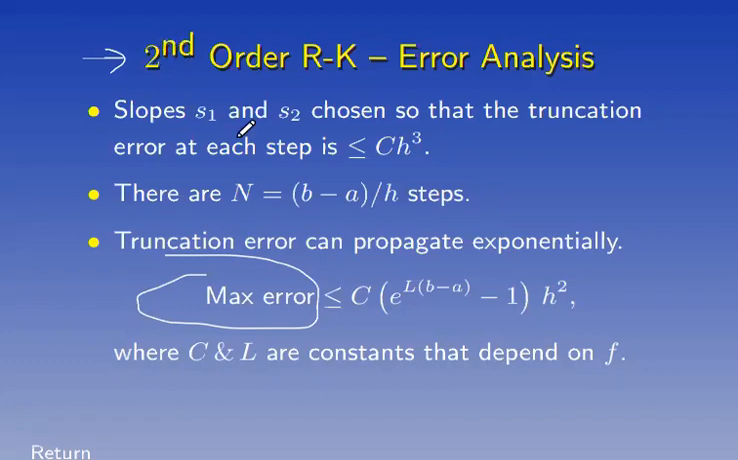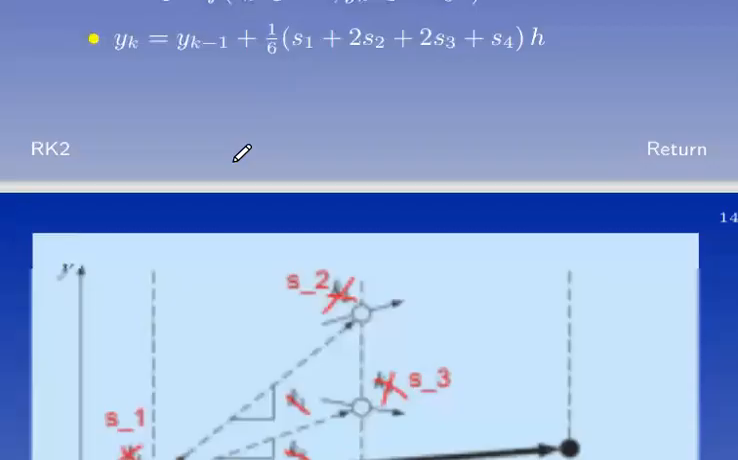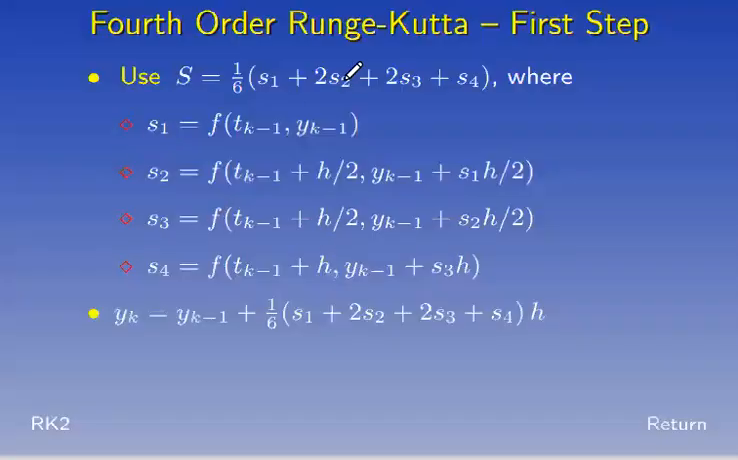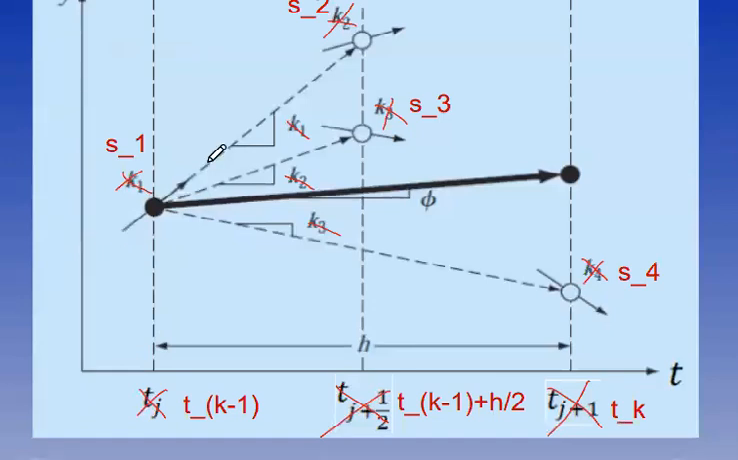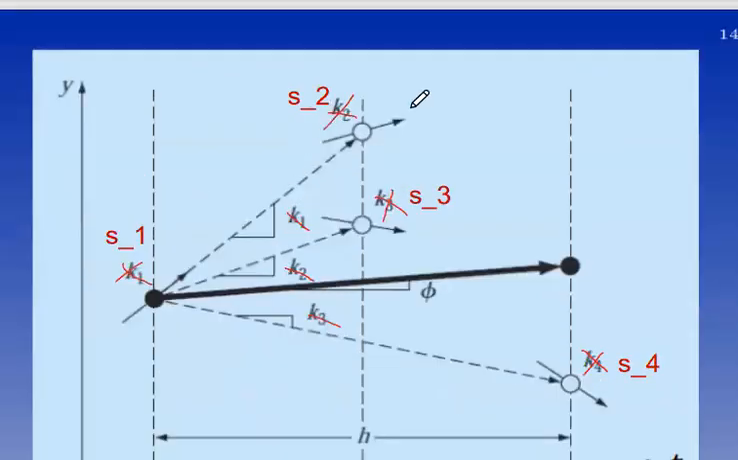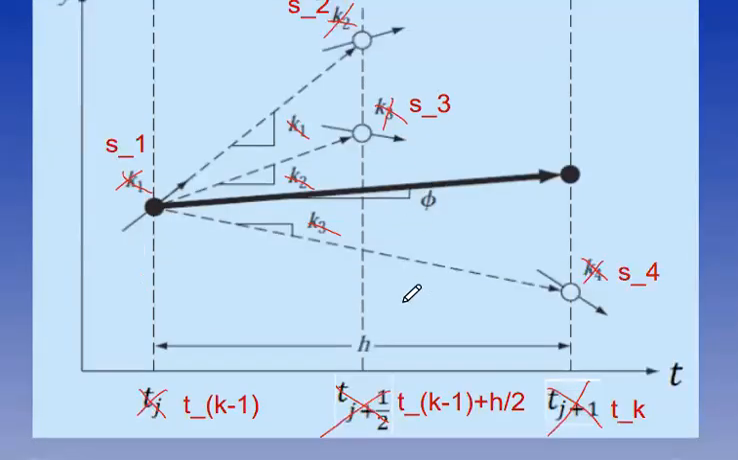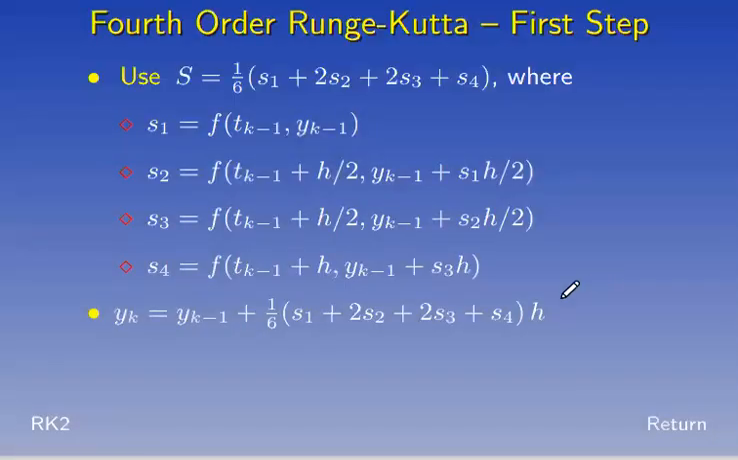But let's look at the fourth order Runge-Kutta method. It uses four slopes at different points. Here is one slope, and here they consider another two at this place. And they consider this slope as well, and take the weighted average.